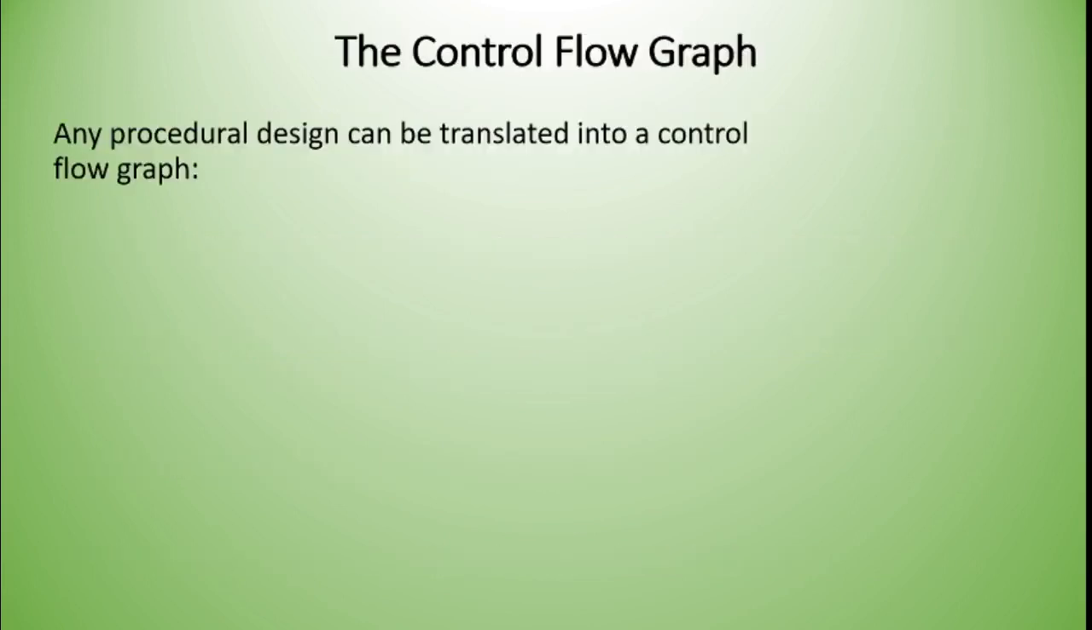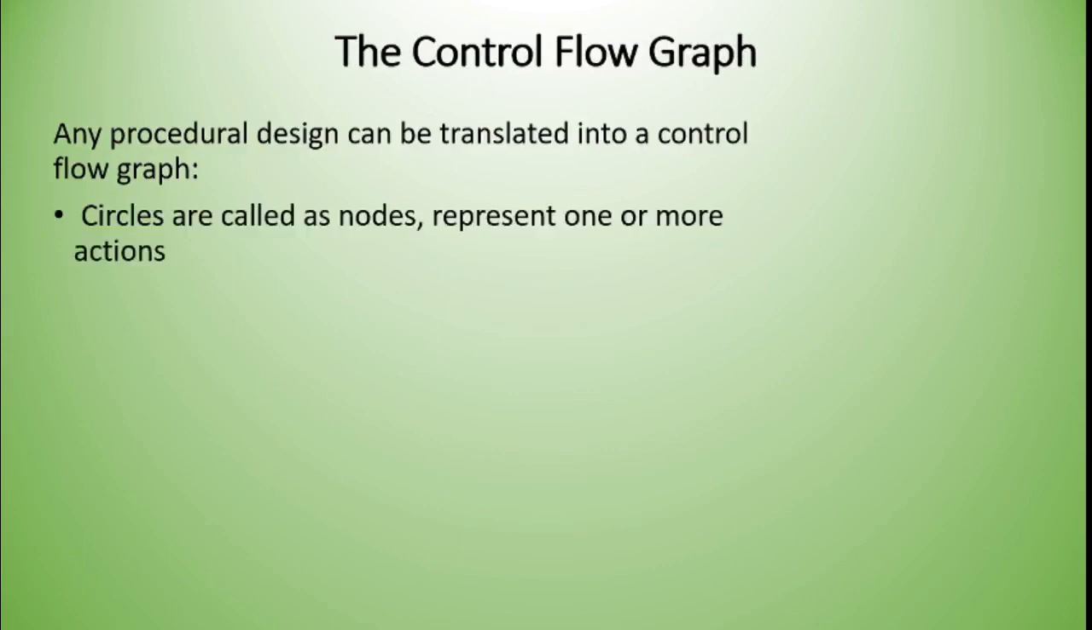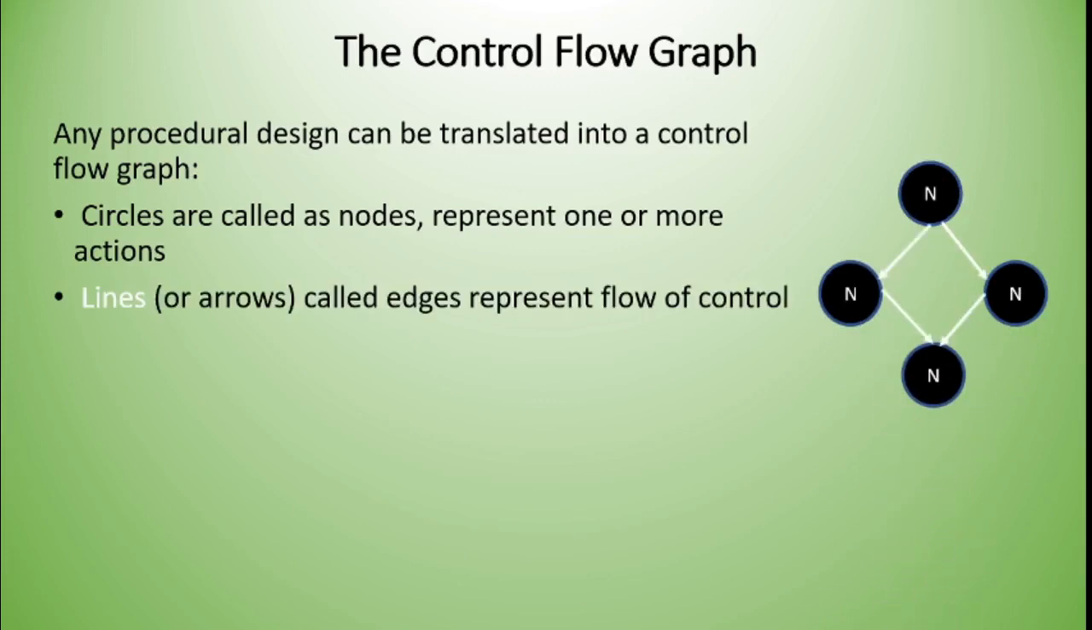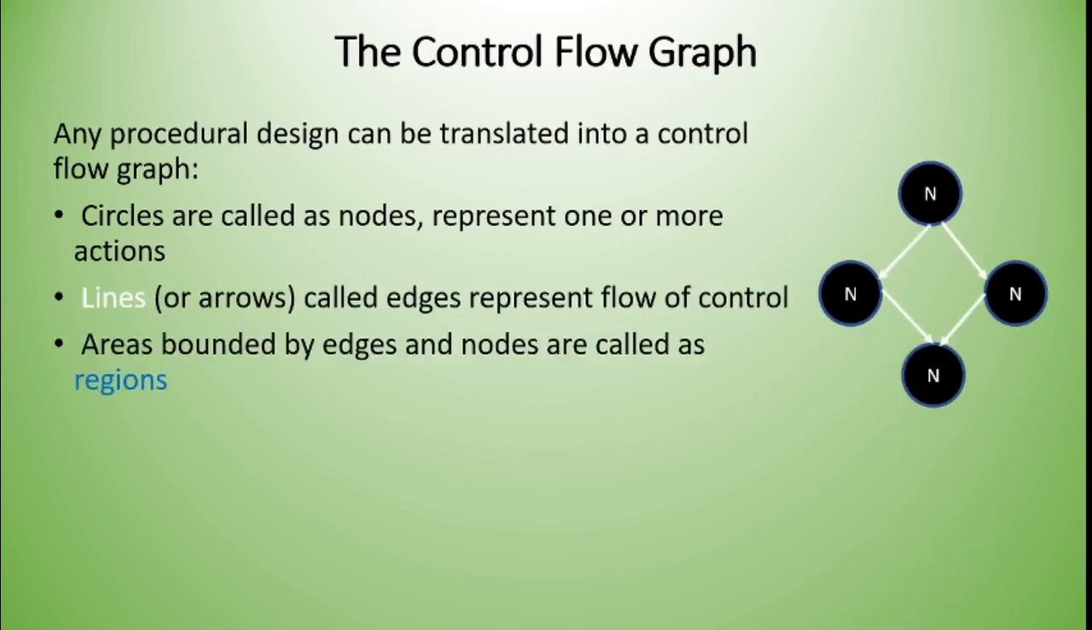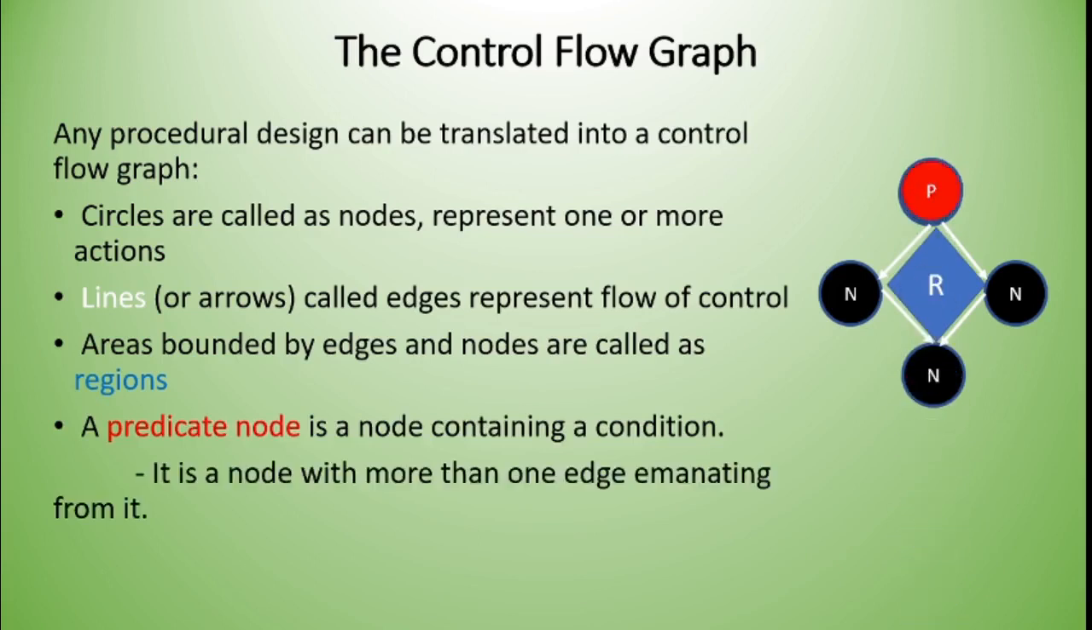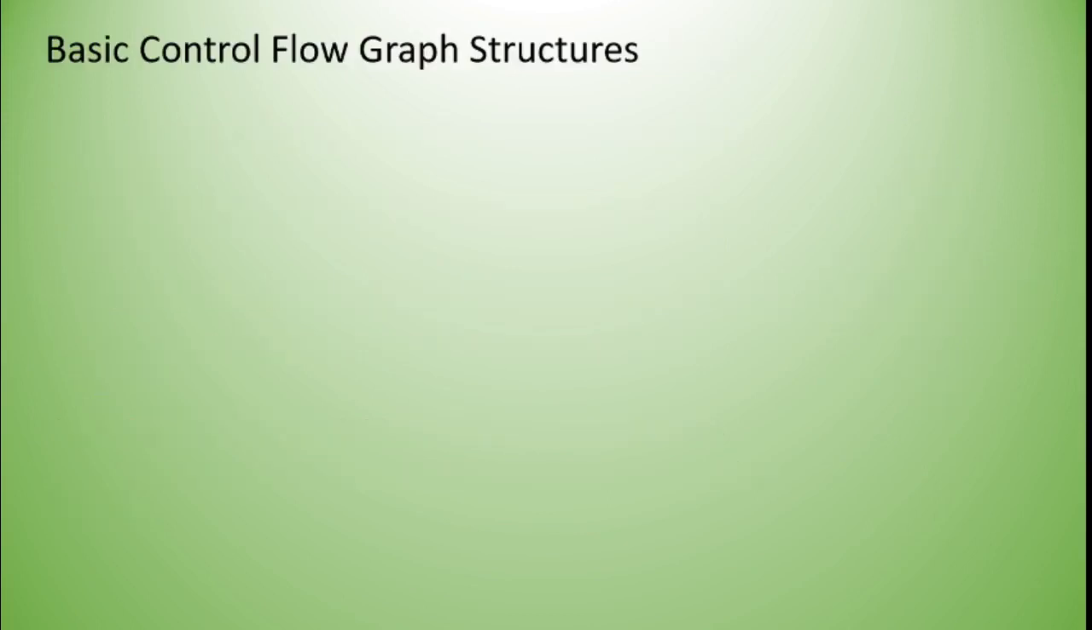The control flow graph. Any procedural design can be translated into a control flow graph. Circles are called nodes. They represent one or more actions. Lines are called edges. They represent flow of control. Areas bounded by edges and nodes are called regions. And a predicate node is a node containing a condition. This predicate node can have more than one edge emanating from it.